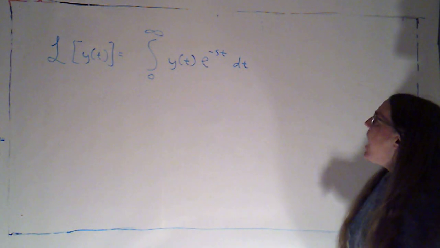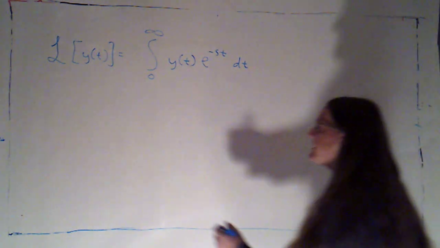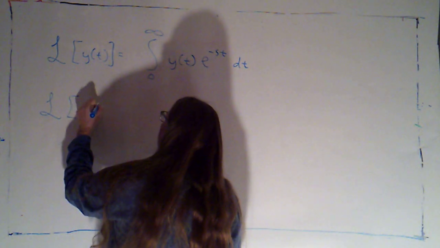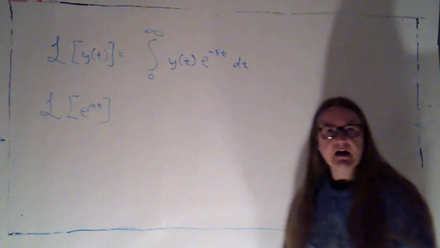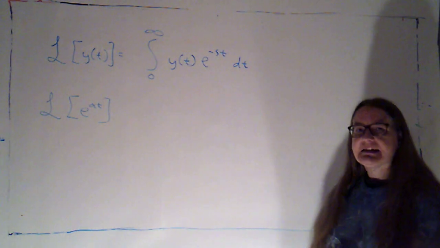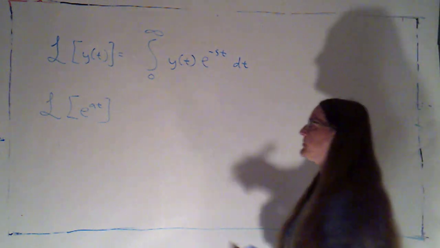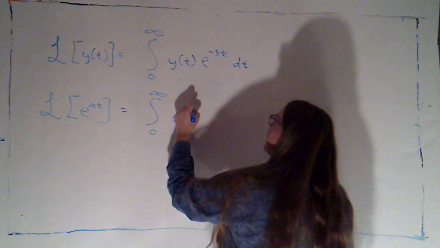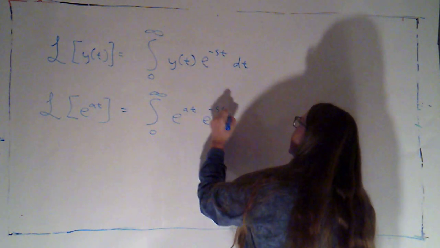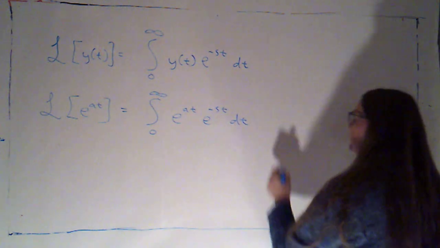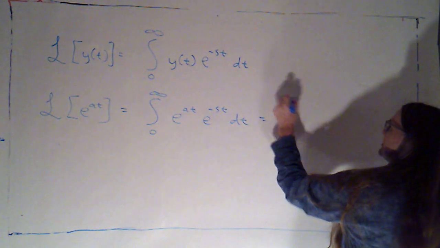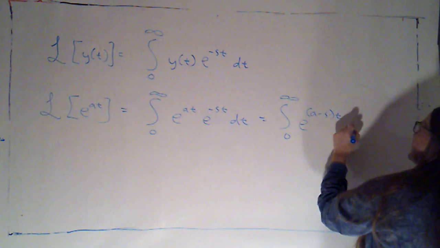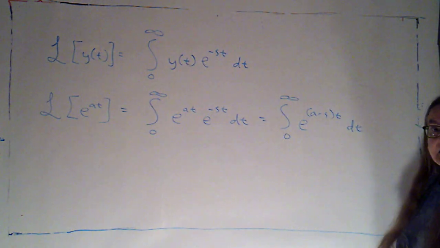All right, what I want to do is just do a particular example. Let's suppose I wanted to take the Laplace transform of e to the at, an exponential function where it's just e to a multiple of t. So this is going to be the integral from 0 to infinity of e to the at times e to the negative st dt. That's the integral from 0 to infinity of e to the (a minus s) times t dt.